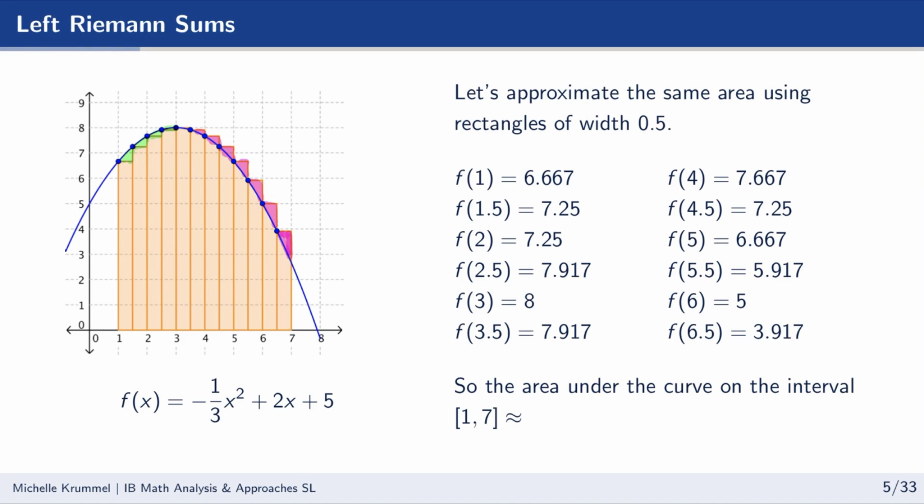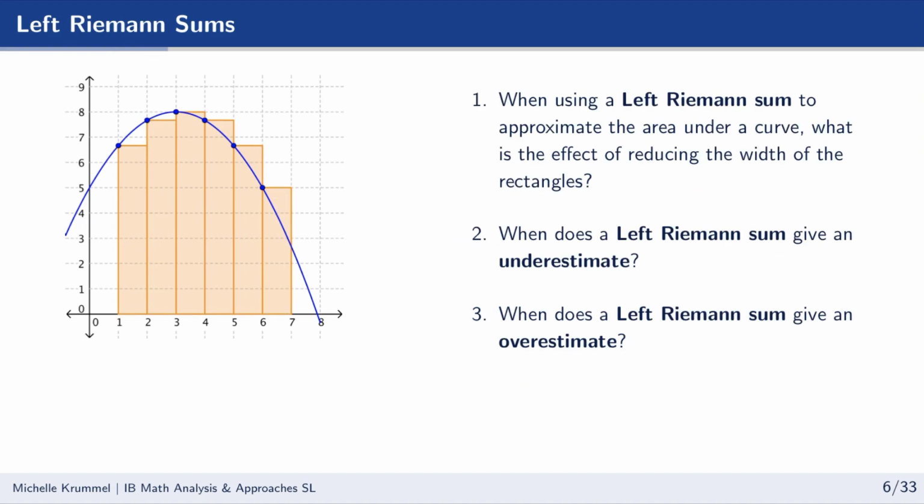Now I want you to imagine making it even smaller. What if we were to make it as small as you can possibly imagine? Well, the little gaps in between the rectangle and the curve are going to be very tiny, and so we're going to get a pretty good approximation. When we are using this technique, a left Riemann sum, to approximate the area under the curve, what is the effect of reducing the width of the rectangle then? It's going to give us a more accurate approximation.